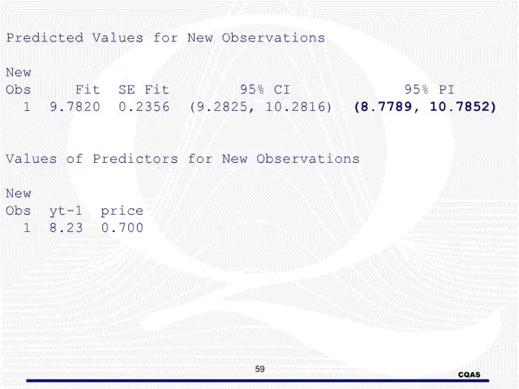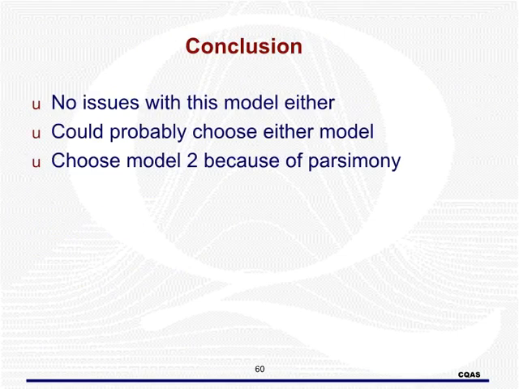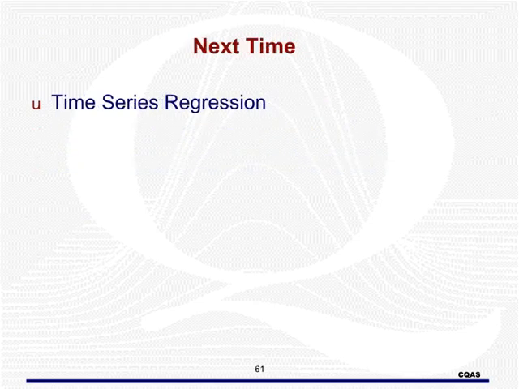Once again, assuming that the residual analysis is fine, we find the prediction interval. It does seem to be shifted somewhat as compared to the other interval, but it is very minor. Based on the above, both models seem to fit well. We could probably choose either one, but because of parsimony, we would probably choose model 2. Next time, we will talk about time series regression.